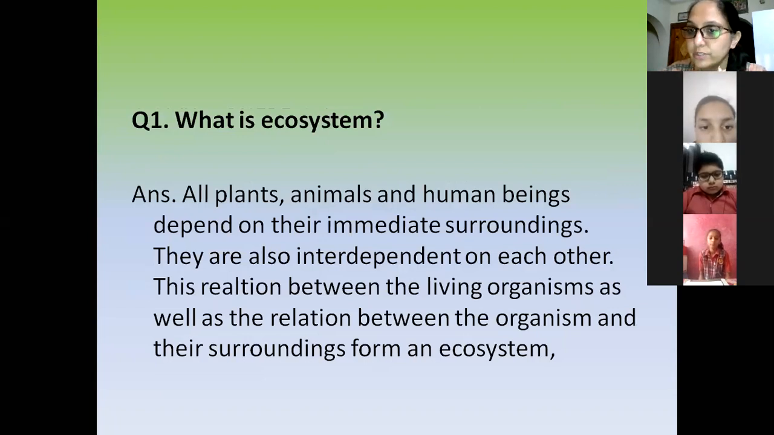These are NCERT questions that we are doing, your textbook exercises which are given at the end of your chapter. So we are going to do them. First, what is ecosystem? I just explained you. So we'll read it again.